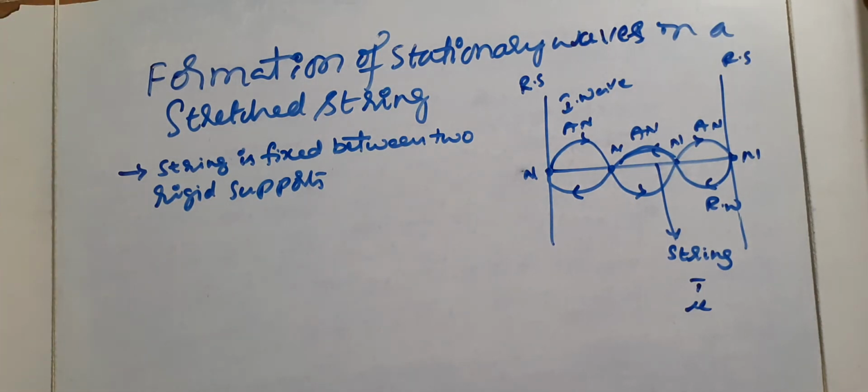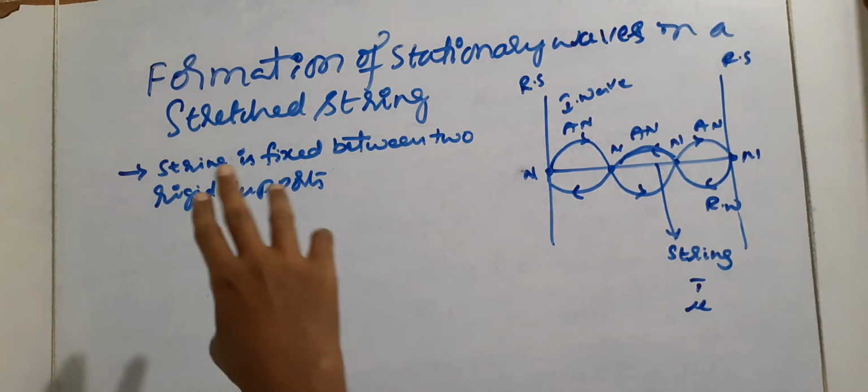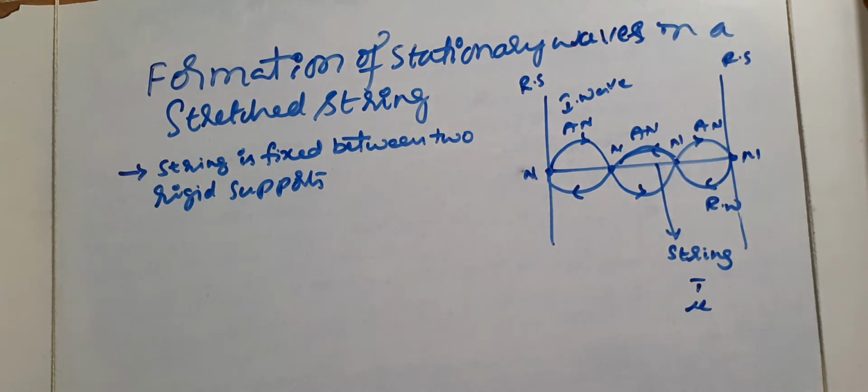Once again, how can we write a description of the production of stationary waves in a stretched string? Consider a string fixed between two rigid supports. The tension in the string is T and the linear density of the string is mu. When the string is plucked, it produces an incident wave which becomes a reflected wave. The incident and reflected waves, having the same frequency and amplitude, traveling along the length of the string in opposite directions, can superimpose to produce waves which are called stationary waves.